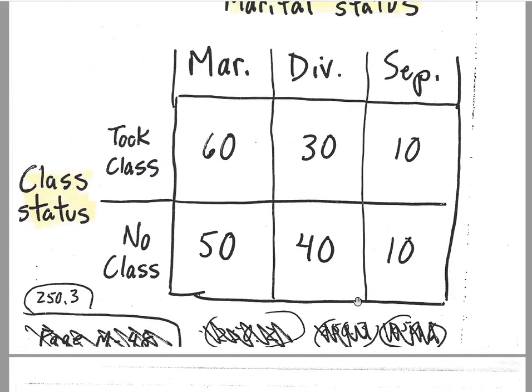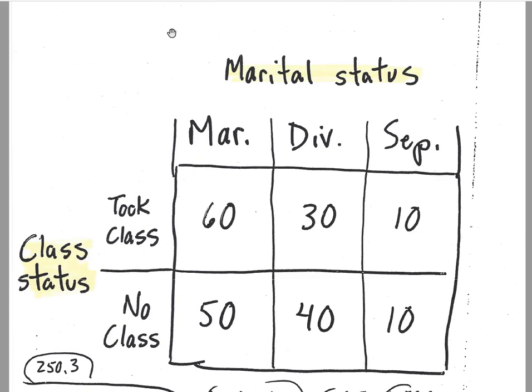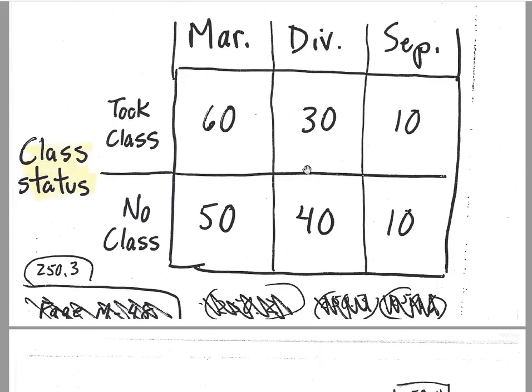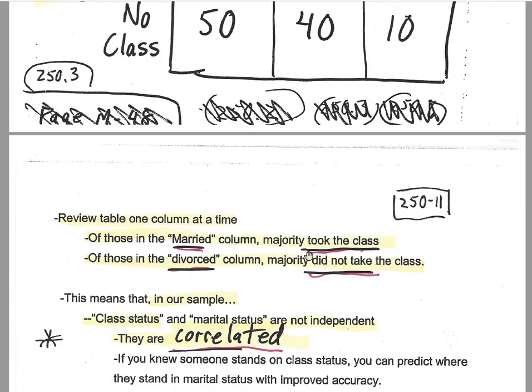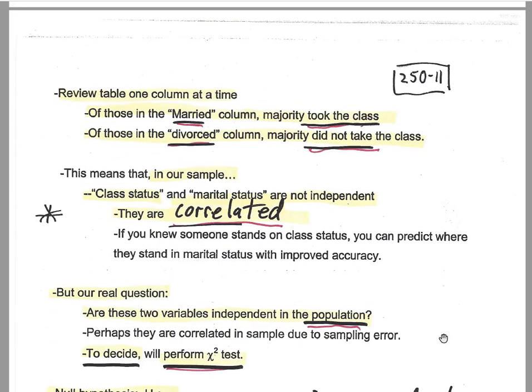But the truth is, we don't really care much about this sample. There's only 200 people here. What we really care about is the big population. If we'd been able to do this investigation with, let's say, 1 million people that had taken the marriage prep class 10 years ago, would we find the same trend if we looked at the entire population? Well, we can't do a study where we look at the entire population, so we're going to have to instead do some inferential statistics.